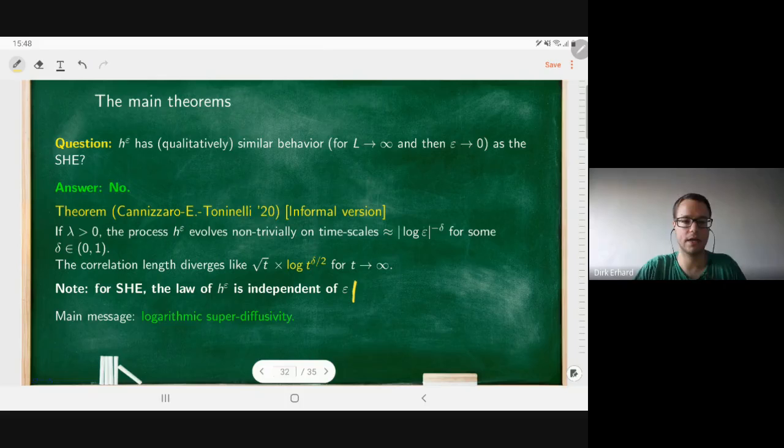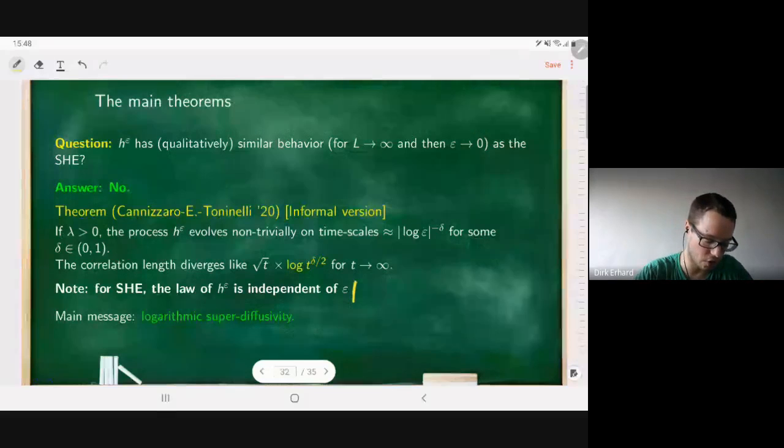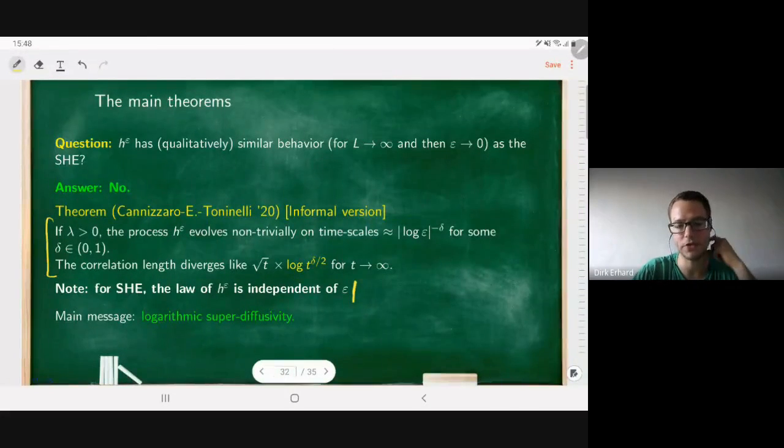In the remaining time, I would like to shortly explain what I mean by this. It's not completely formal. First of all, what does it mean to evolve non-trivially? There are 1,000 ways of measuring it, and it depends on what kind of way you are able to treat and analyze. What I will present now is not the way we formulated the main result in the paper, but it's a consequence, so it's rigorous.